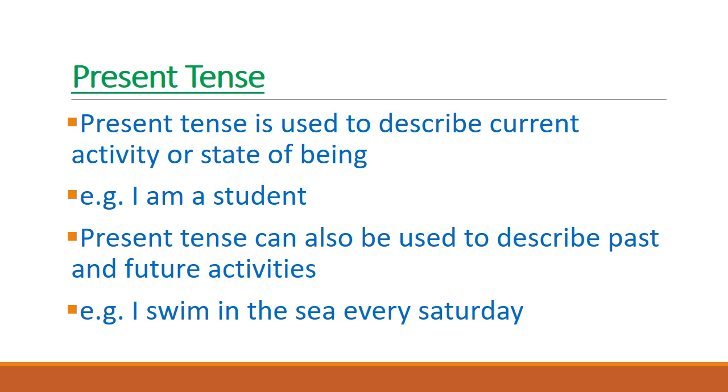Present tense can also be used to describe past and future activities. I swim in the sea every Saturday. So it is also used to describe past and future activity. Example: I swim in the sea every Saturday.